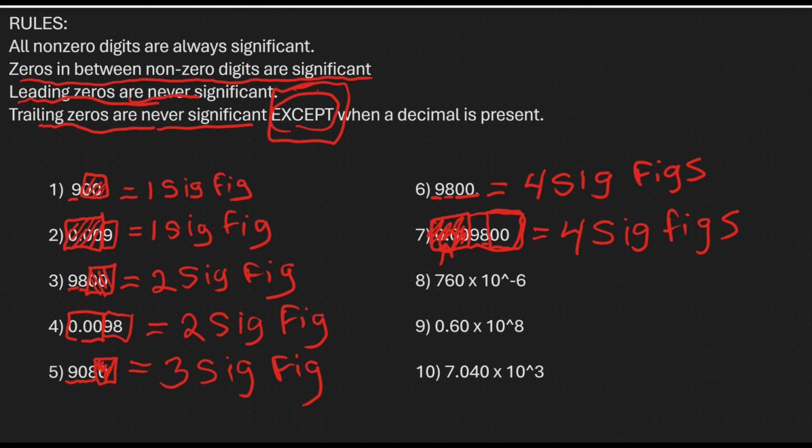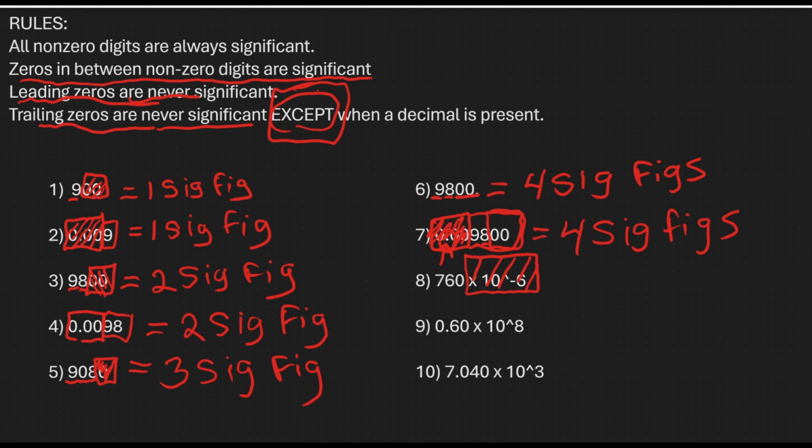All right, now on to the good stuff. We have numbers in scientific notation. And if you can remember from our previous video, the trick to solving these is to ignore everything after the multiplication sign. We don't care about the 10 to the whatever power. We don't care about that. We just focus on the numbers in front of the multiplication sign.